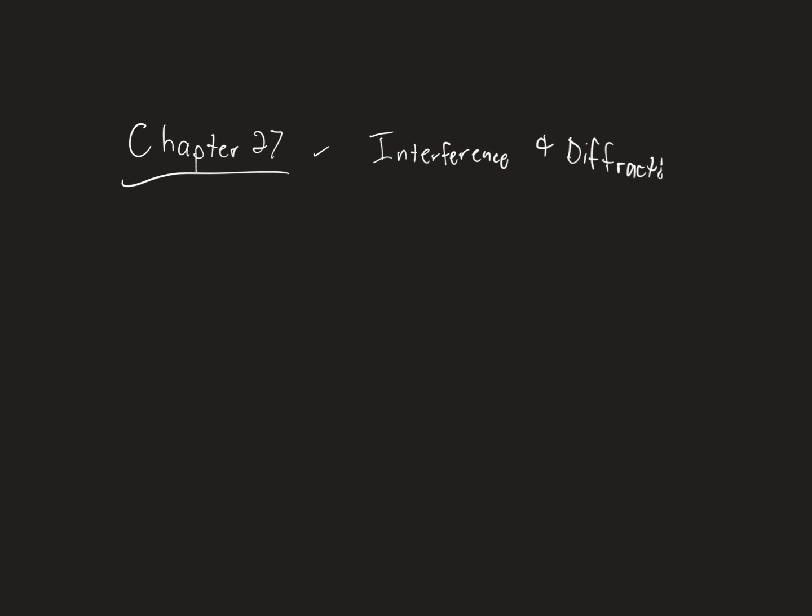So like I said, this is chapter 27. It's all about interference and diffraction. All right. And there's a couple ways you can get interference and diffraction with light.